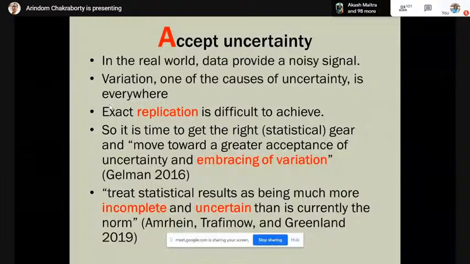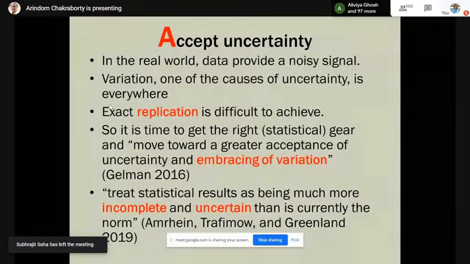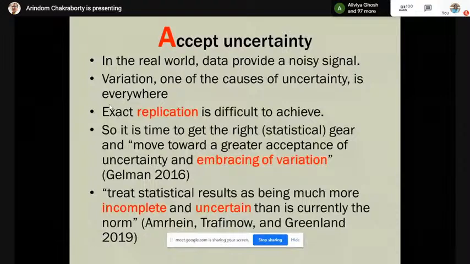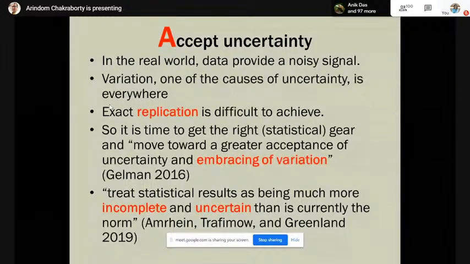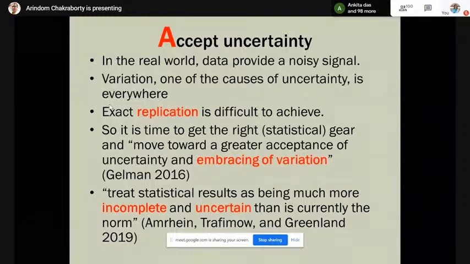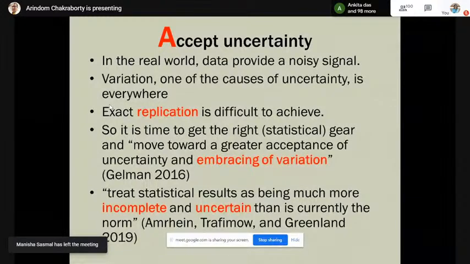It was mentioned in a paper by Trafimow and Greenland in 2019. They are saying that whenever we get any statistical result, you should consider it as incomplete and uncertain. What we do in real life, whenever we get a p-value, is we are very happy and very confident. They are saying no, you should consider this as incomplete and uncertain because you need to do more.